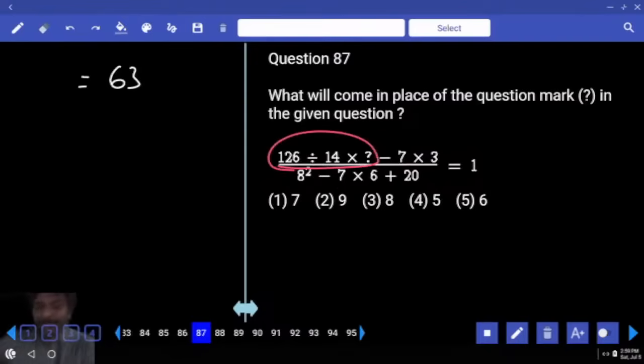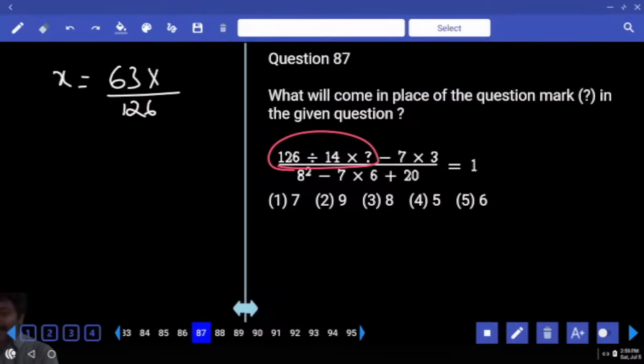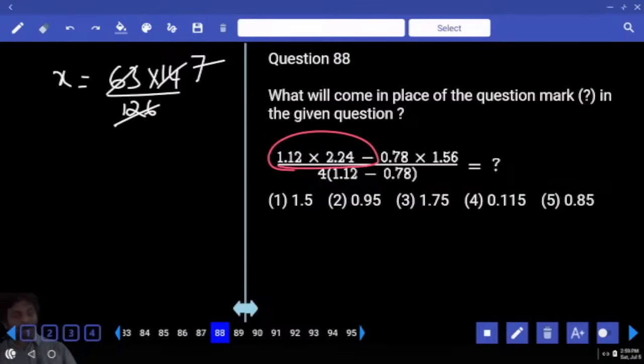Correct? Keep x on the left hand side only. Take the other two numbers to the right hand side. 126 comes in the denominator. Divided by 14 goes to the right hand side, numerator. 2 times, 7 times. Followed?